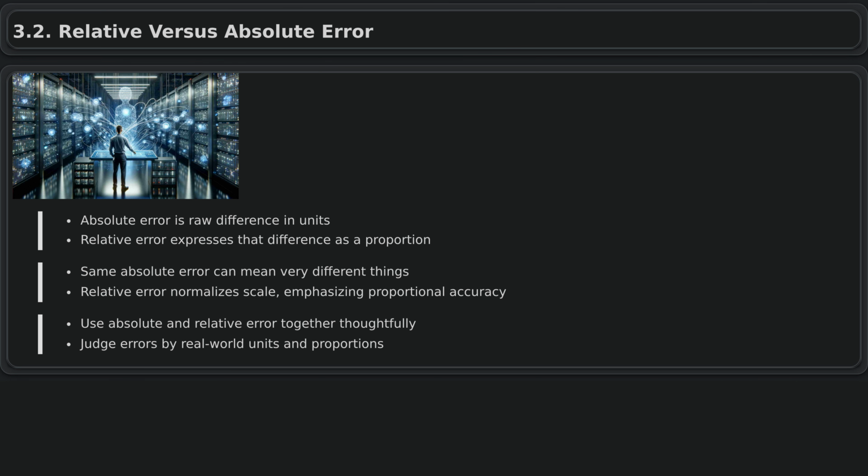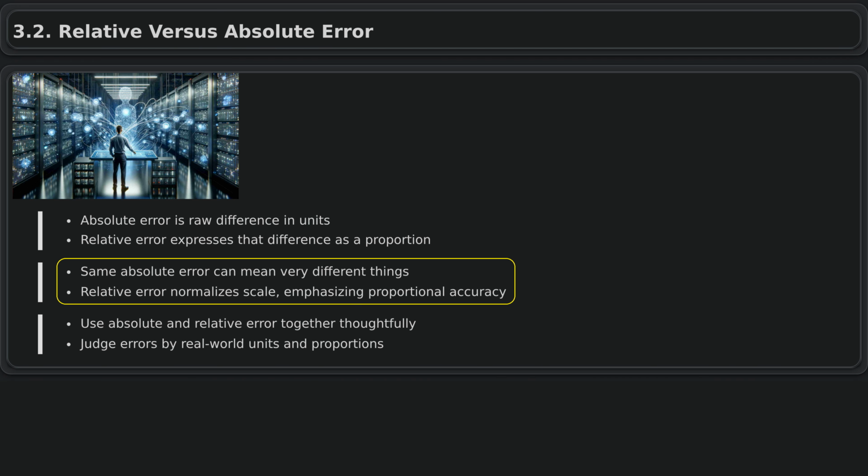Relative versus absolute error. When evaluating regression models, it is important to distinguish between absolute and relative error. Absolute error is the direct difference between the predicted and actual values, measured in the original units, such as dollars. However, this alone does not show how large the mistake is compared with the size of the true value. Relative error addresses this by scaling the absolute error by the true value and expressing it as a percentage, which reveals the error's proportional impact.